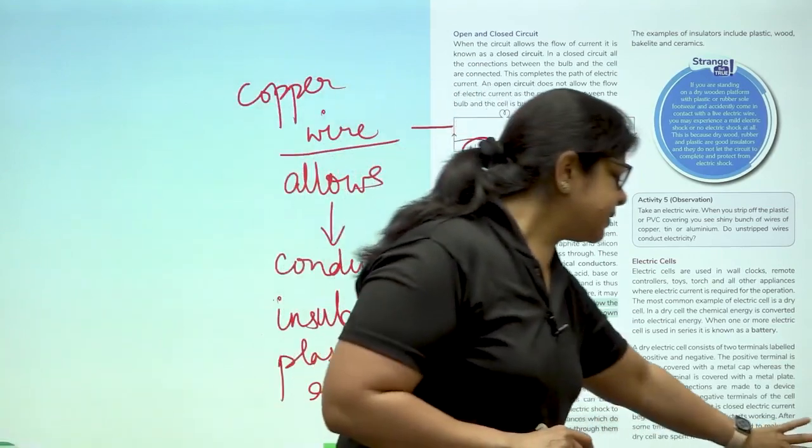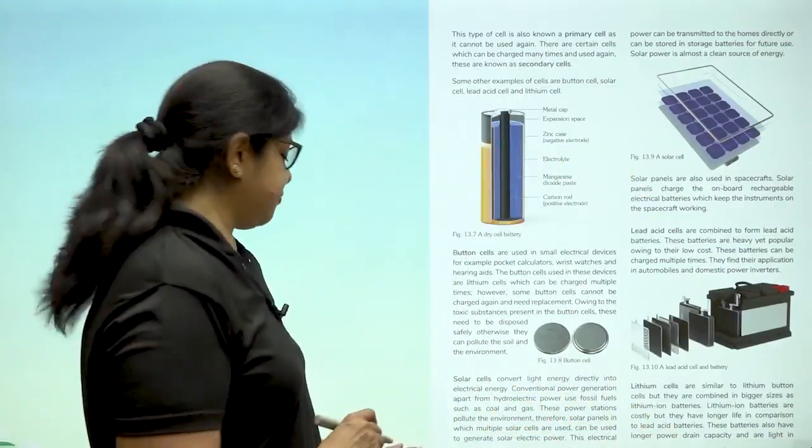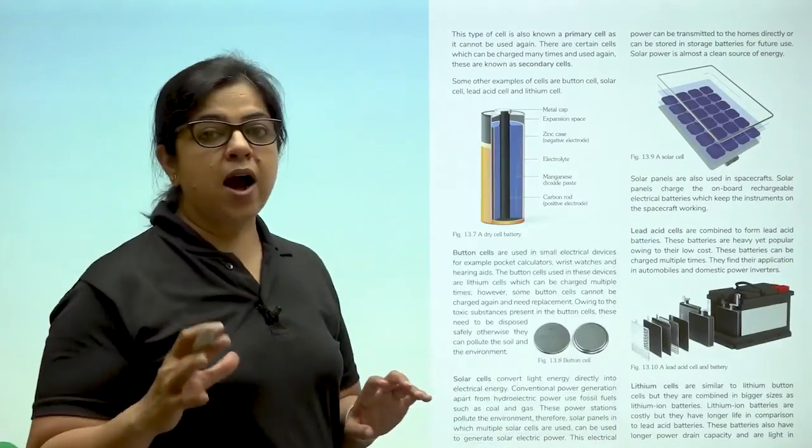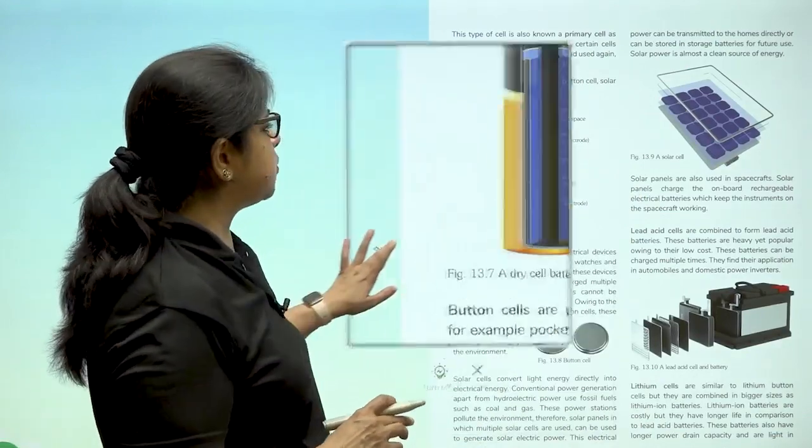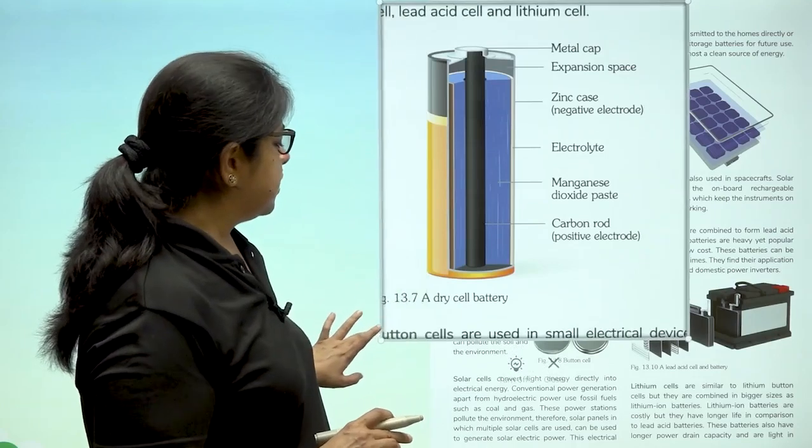So, we were talking about cells inside the circuit. Now, what are these cells? These cells are the source of electricity. Now, how do these cells function? So, basically, what does a cell comprise of?